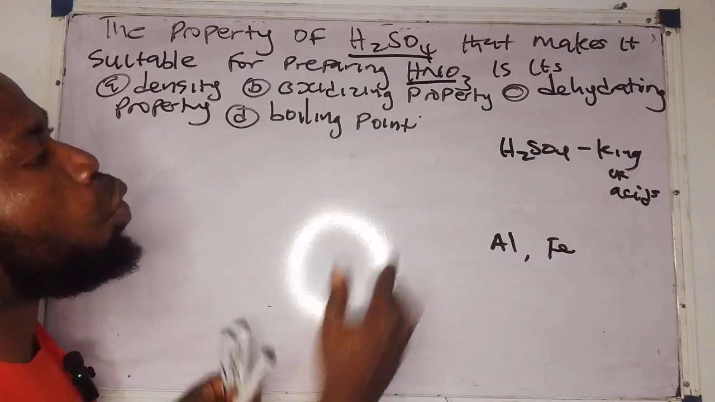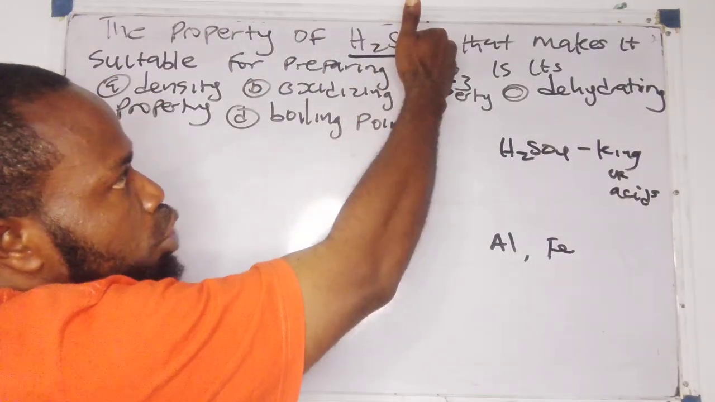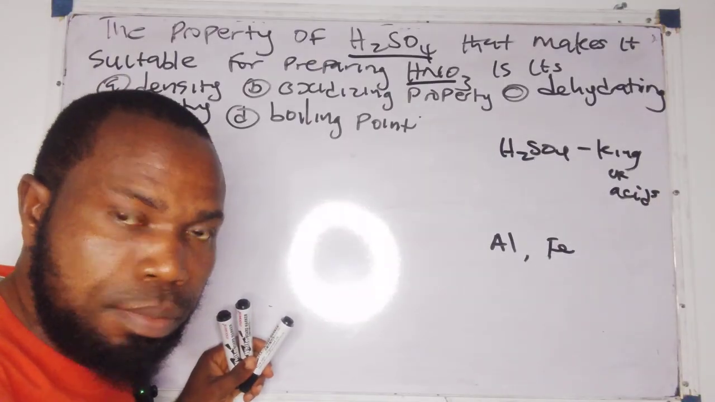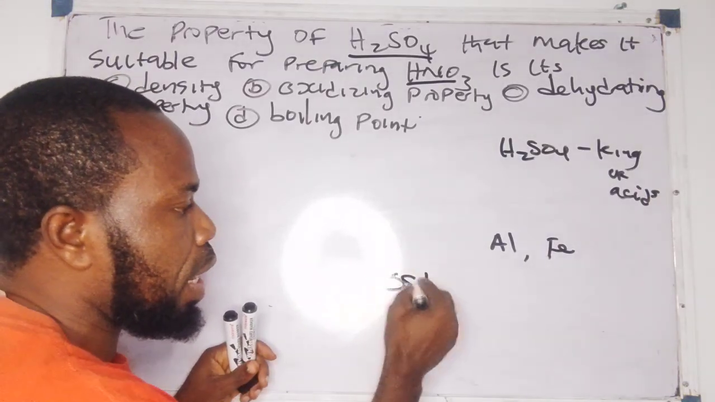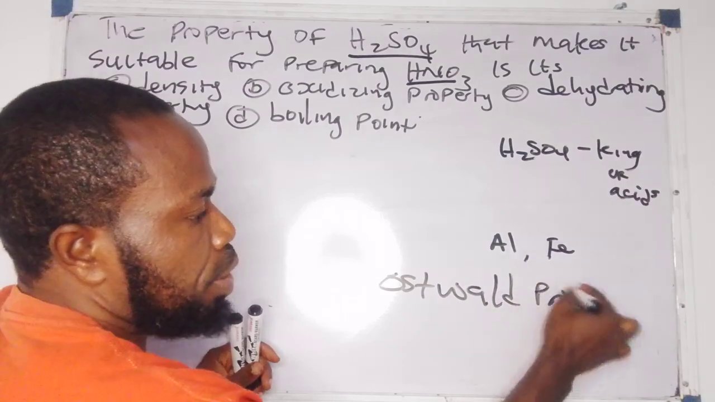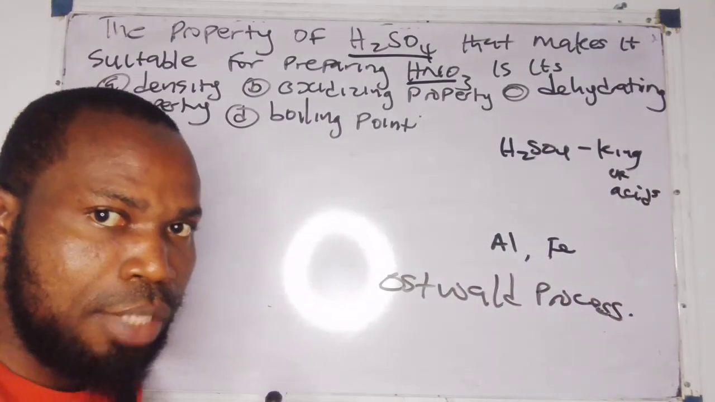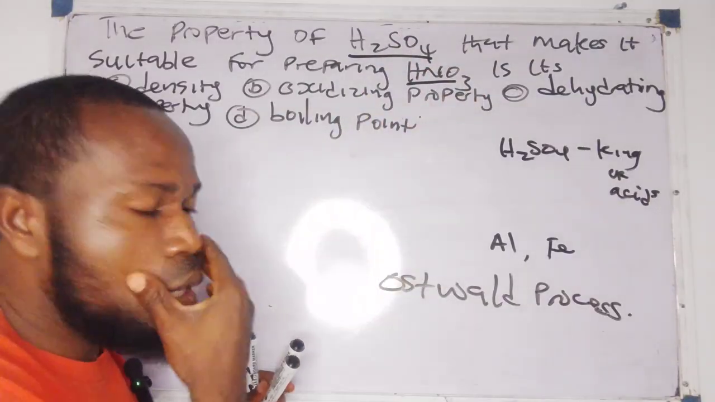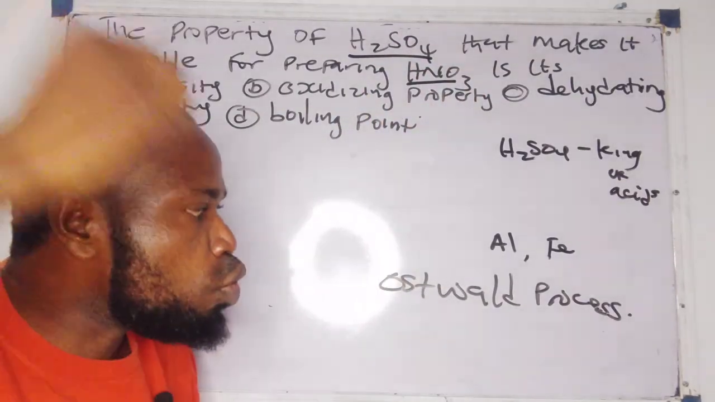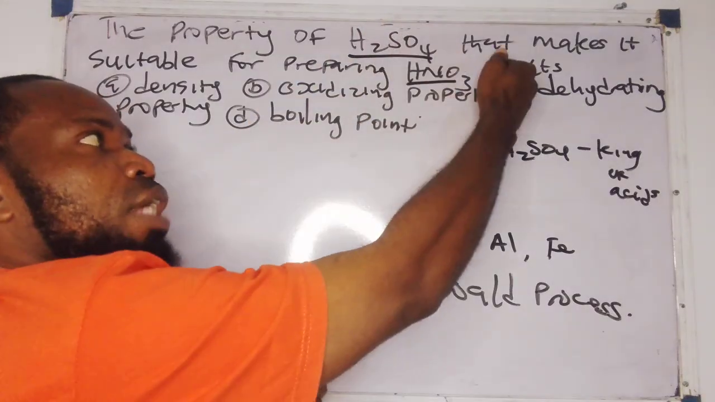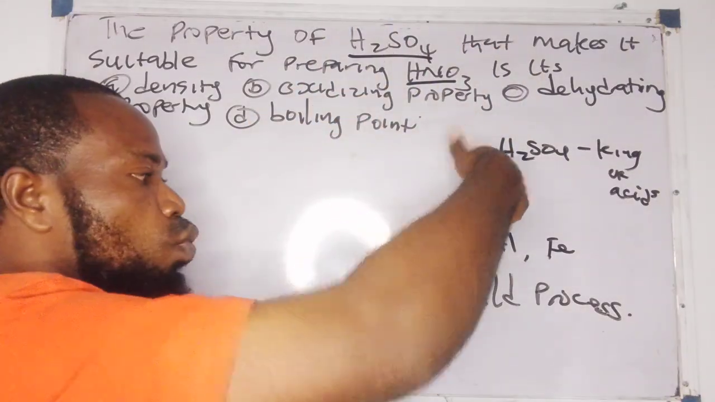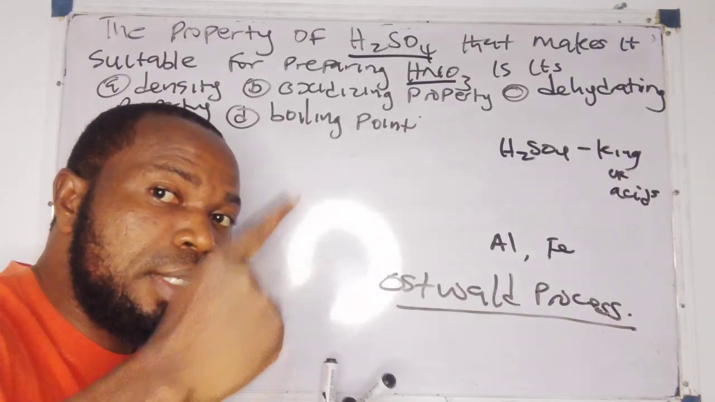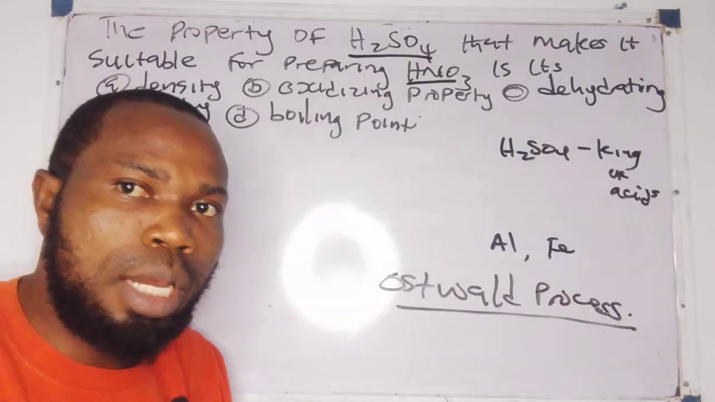Now, first of all, we'll take the very first point. H2SO4 can be used to manufacture HNO3. If it's an industrial preparation, that process is regarded as what? As the Ostwald process. Now, what I said just now is that H2SO4 is used to manufacture HNO3. That process is regarded as what? As the Ostwald process.